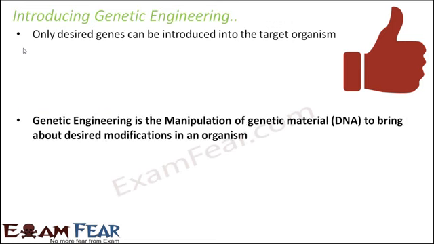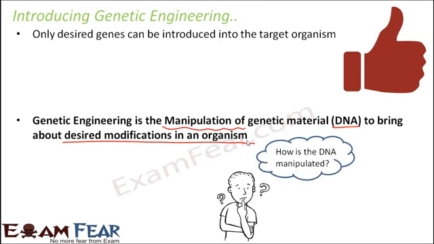So we can define the process of genetic engineering as the manipulation of genetic material. The genetic material in most organisms is DNA. So we always talk about manipulation of DNA to bring about desired modifications in an organism. Whatever modifications we want, only the particular portion of DNA responsible for them gets manipulated, and the remaining portion remains unaltered.